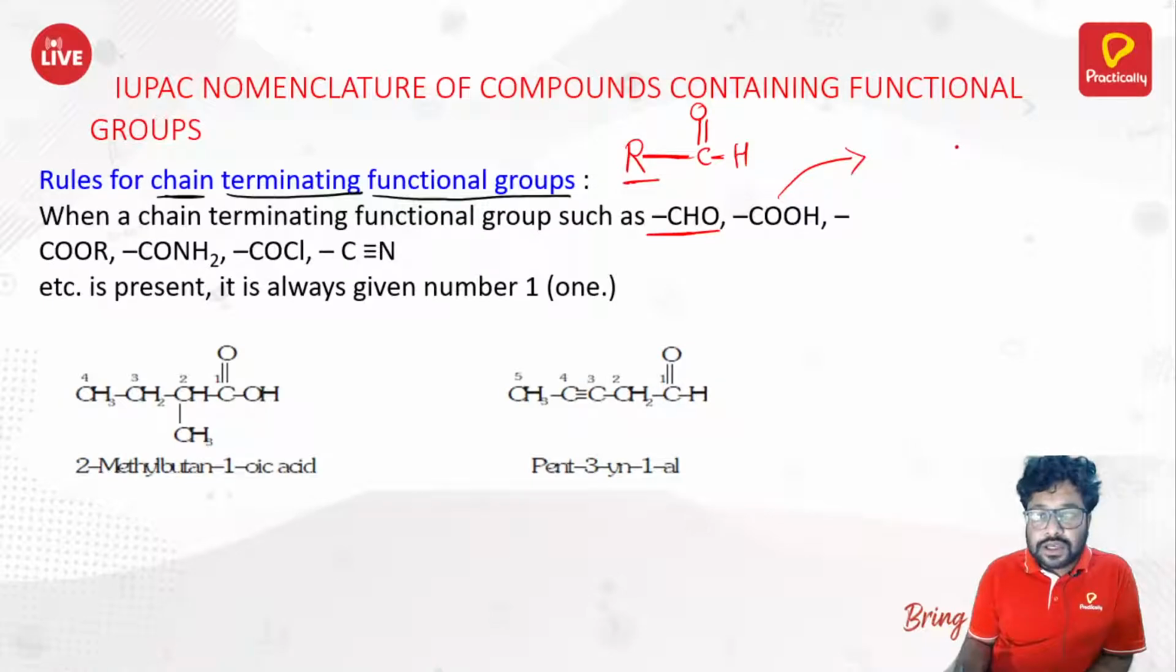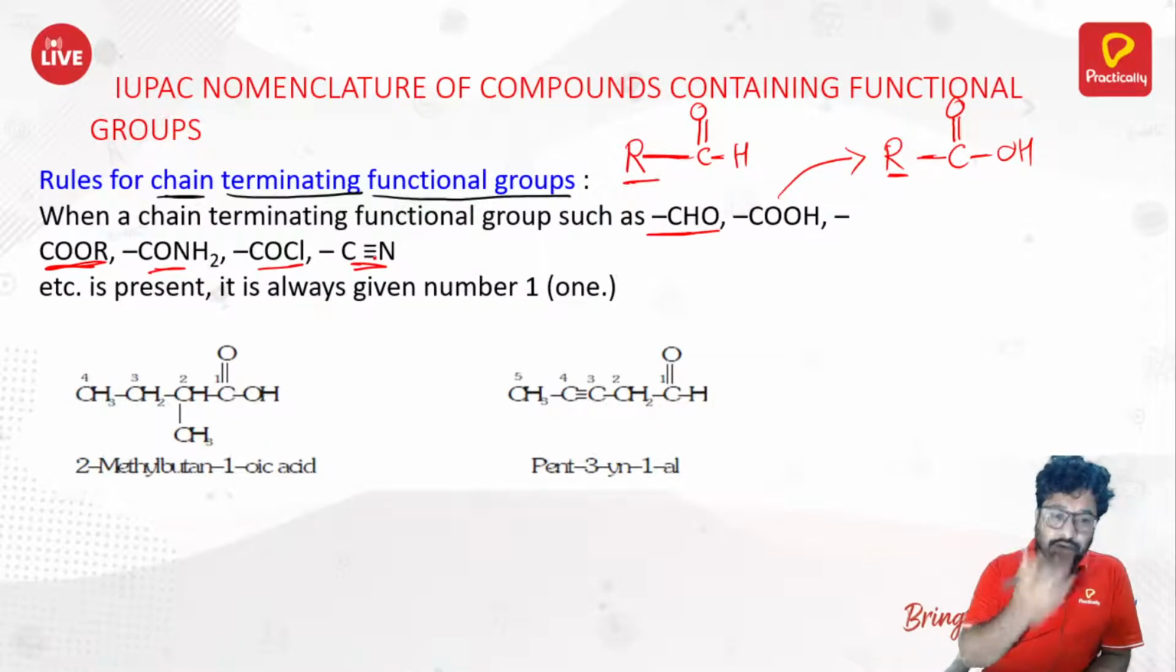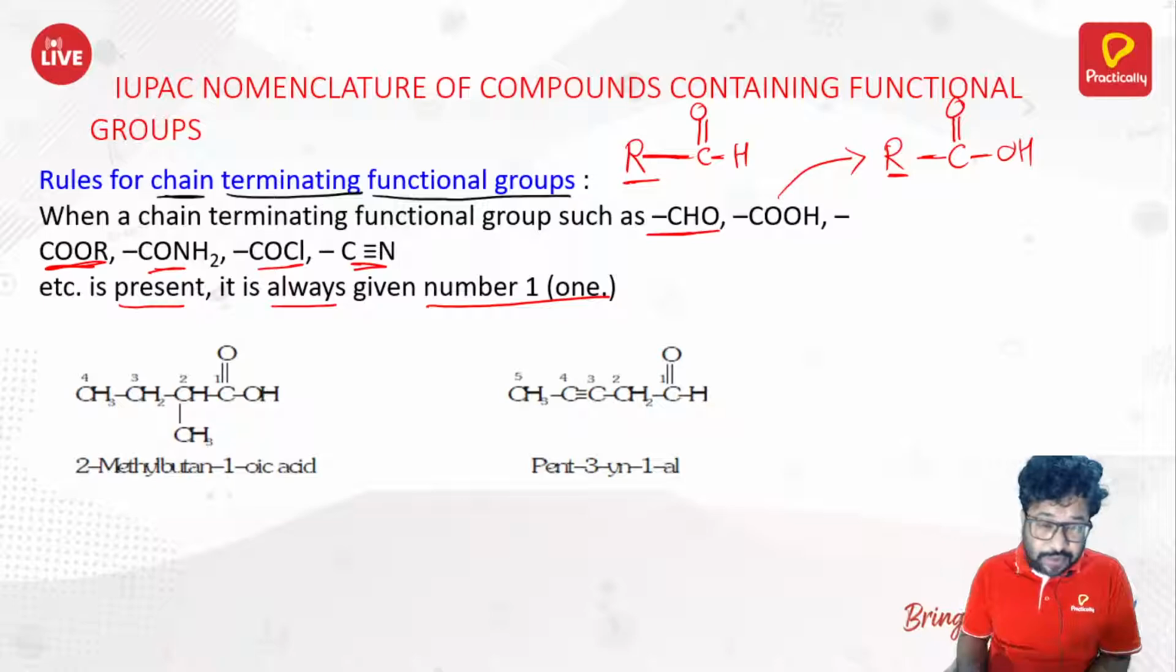Similarly, COOH. How does it look like? C double bond O OH. On this side, it is attached to your R. Similarly, you have COOR. What is that? Ester. CONH2. What is that? Amide. COCl. What is that? Alkanoyl chloride. And cyanide. All of these are present there. Whenever they are present, they are always given number 1. You should always give number 1 to them.